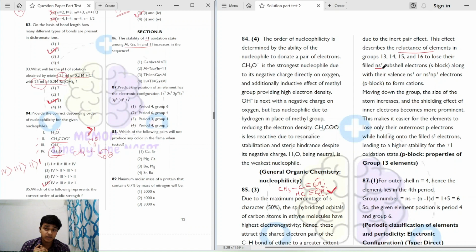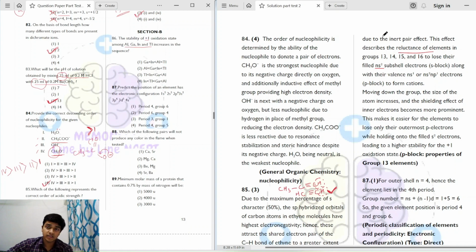And why does that happen is because as we keep going down the group, the size of the atom keeps on increasing, and the shielding by the inner electrons that are present in the d shell or in the f shell becomes more and more weak. So because the shielding is weak, the s orbitals will be held tightly by the nucleus, and it will be more and more difficult to lose them.